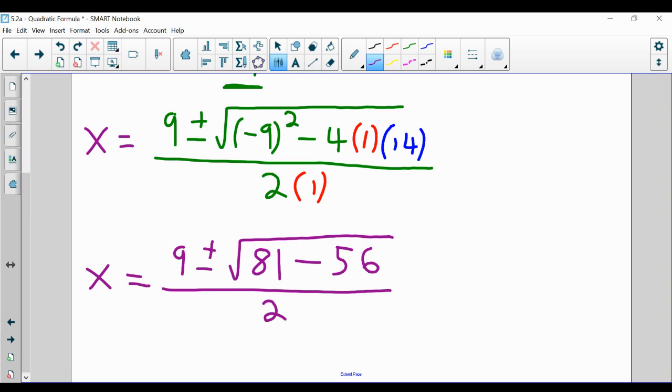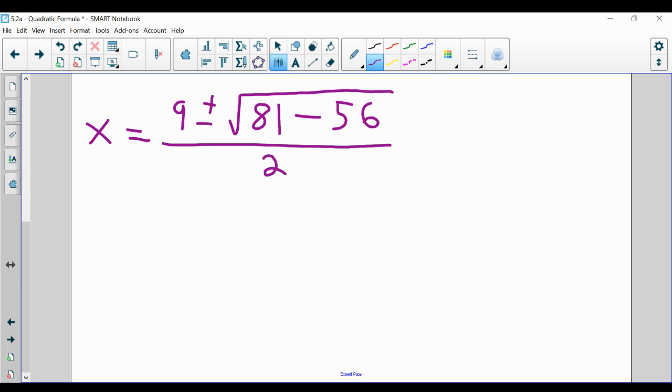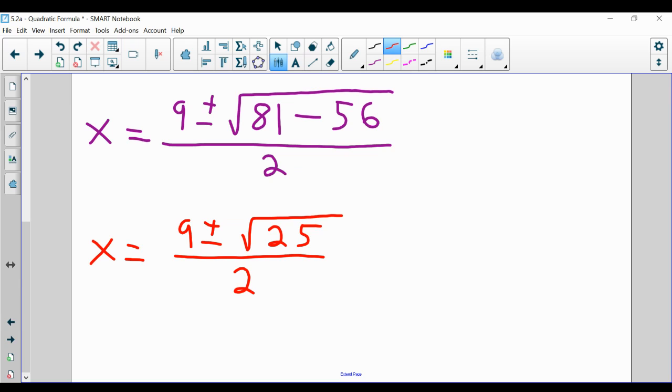Okay, so be honest. That wasn't that bad so far. I think 4 times 14 was the most difficult part. If you have a calculator, I bet that was pretty easy. All right, let's keep going. X equals 9 plus or minus the square root of, let's see, 81 minus 56 is, I believe, 25. And do we know the square root of 25? Sure, that's just 5. So we get 9 plus or minus 5 divided by 2.